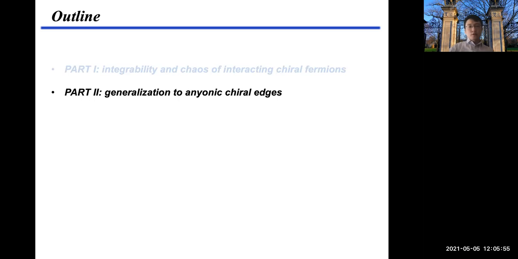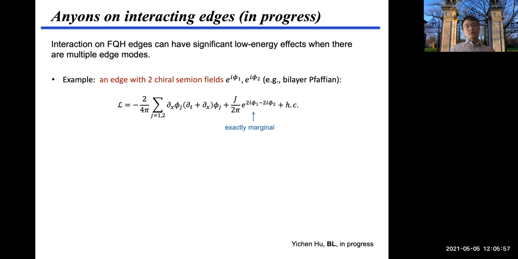Okay, now let me briefly talk about the anyonic generalization of these discussions. It's similar in expectations. There are certain interactions which could be marginal or relevant in fractional quantum Hall edges, which could also have significant low energy effects. But this is in general only possible when you have multiple edge modes.